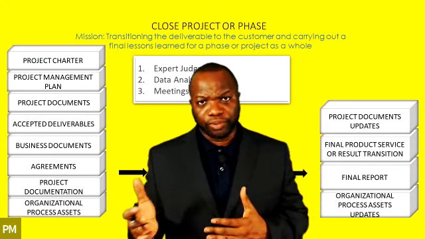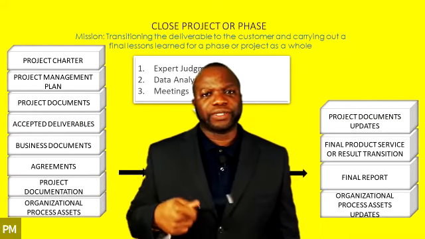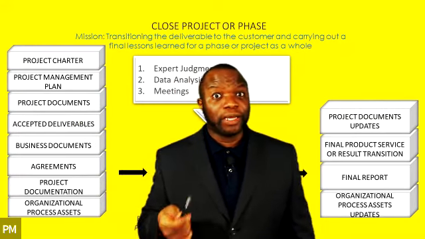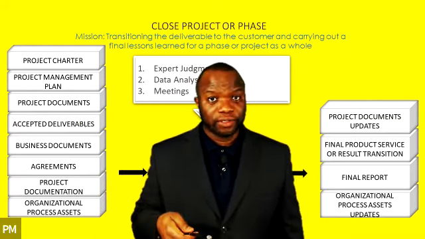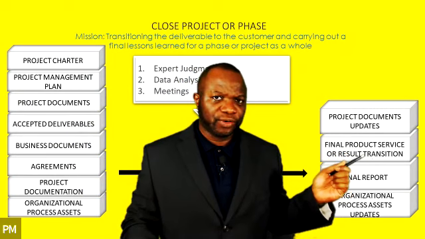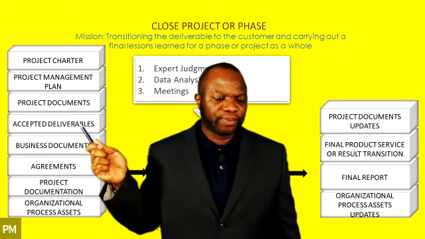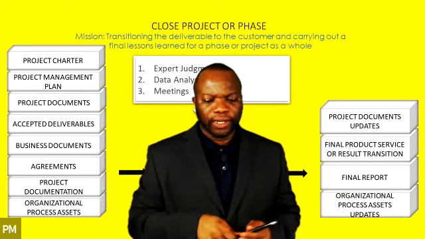We got project documents. Project documents are talked about on page 89. We'll crack this open and see which ones. Accepted deliverables are deliverables that have been accepted formally by the customer or the sponsor. These become an input to closing out the project for obvious reasons because we're going to transition this. Now watch here. Accepted deliverables, final product, service, or result transition. You see what I'm saying? This accepted deliverable needs to be transitioned to the customer formally.